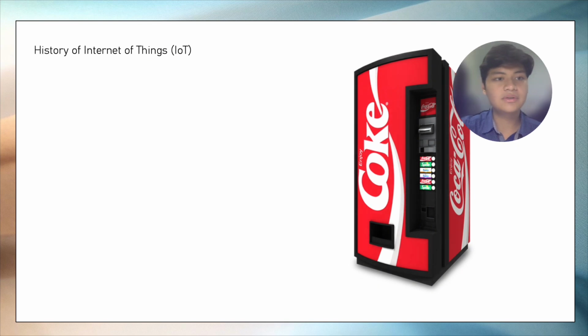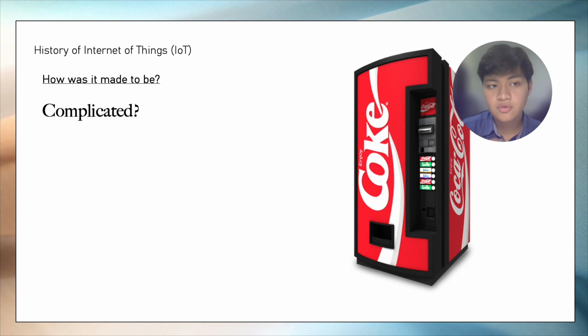So, let's talk about the history of Internet of Things. An example of the history of Internet of Things is going to be about the Coca-Cola machine. But if you ask the question of how it came to be, it's actually quite complicated. So, I'll be giving the history of Internet of Things through an example.